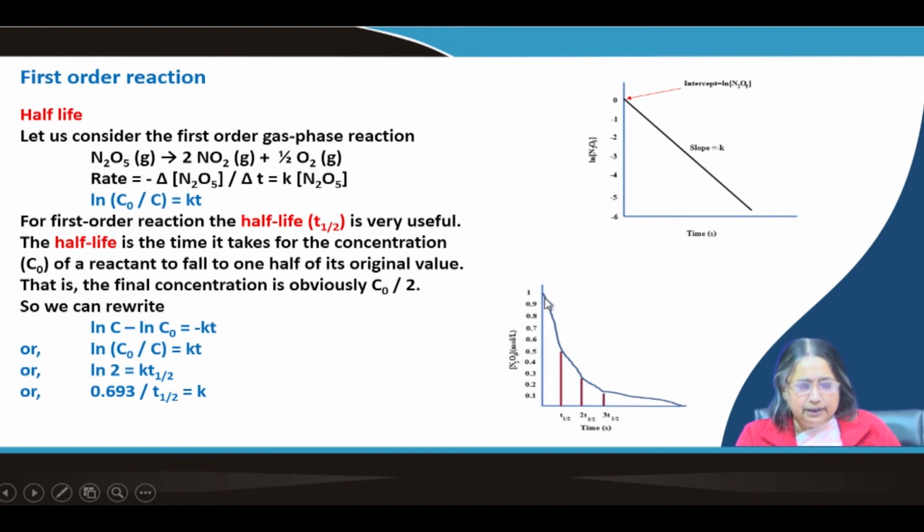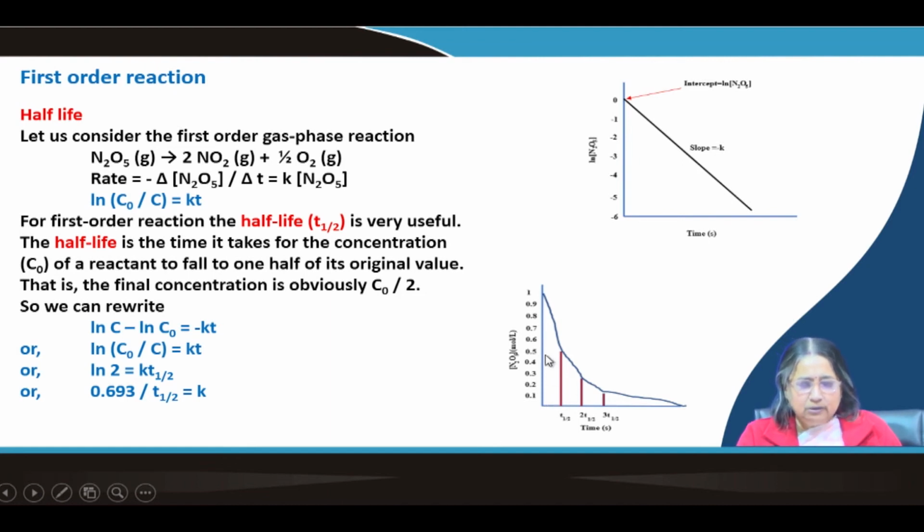Okay. So, if you start with 1, then the half life will be the time taken to come to 0.5. You have started with 1, so half of 1 is 0.5. To come to this concentration 0.5, how much time is taken? That is T half. So, this time is T half.